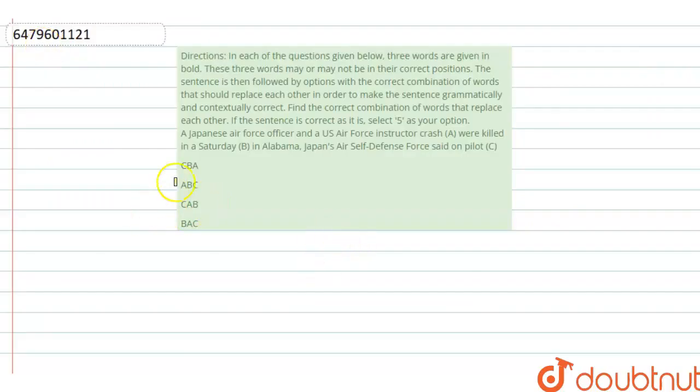Hello friends, as you can see we have got an MCQ type question here. In this question directions are given that in each of the questions given below, three words are given in bold. These three words may or may not be given in their correct position. The sentence is then followed by options with the correct combinations of words that should replace each other in order to make the sentence grammatically and contextually correct. Find the correct combination of words that replaces each other. If the sentence is correct as it is, select 5 as your option.